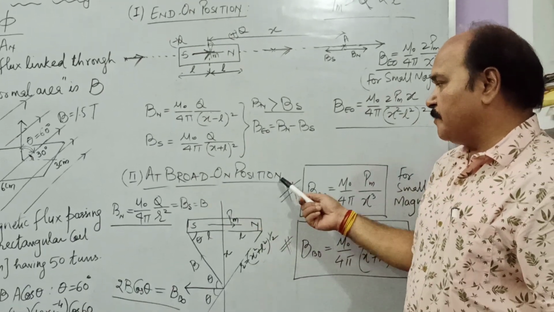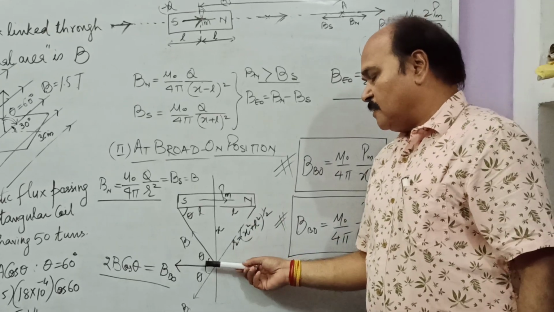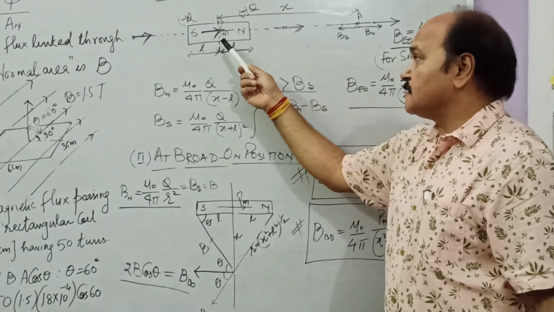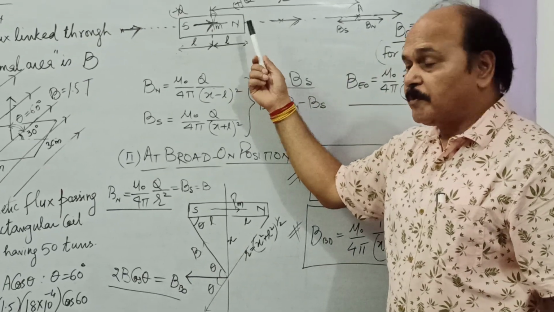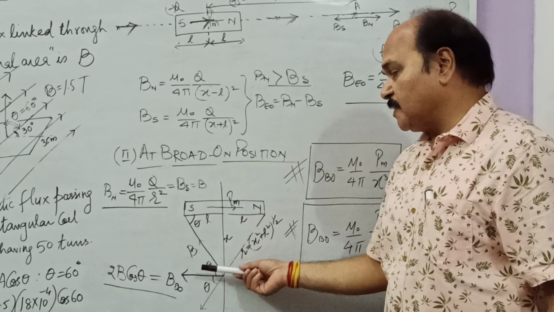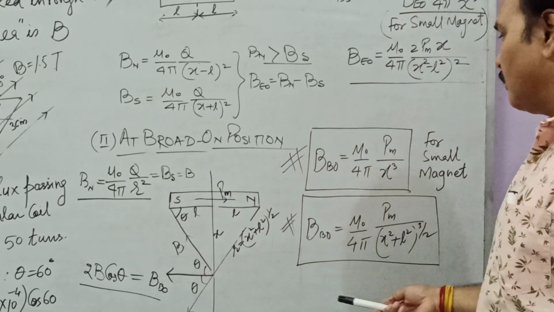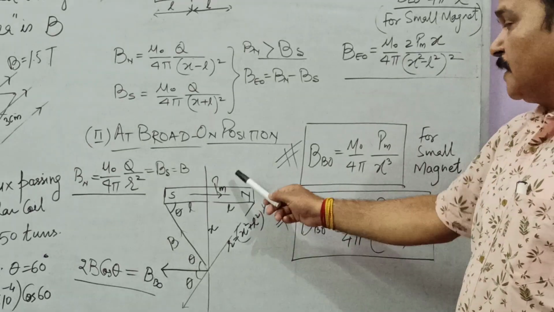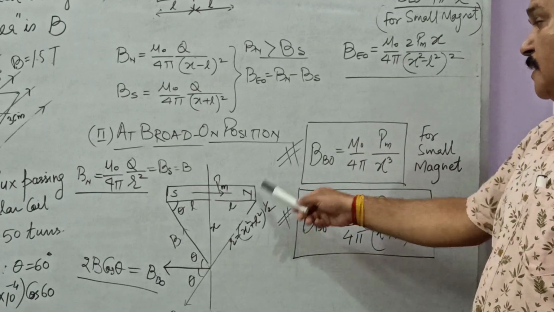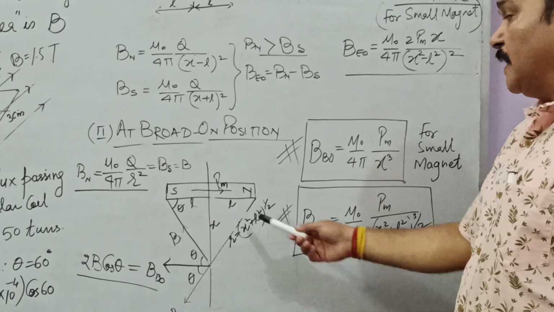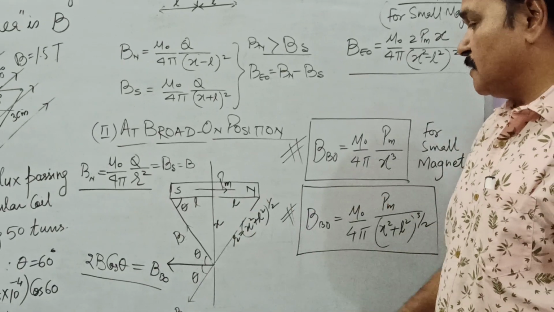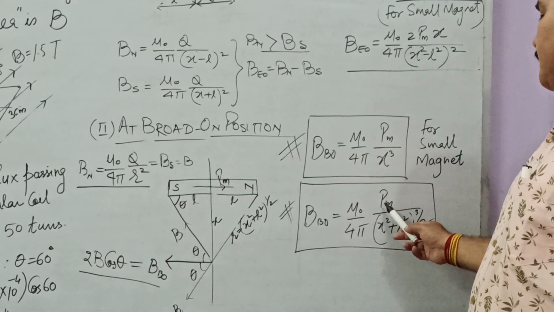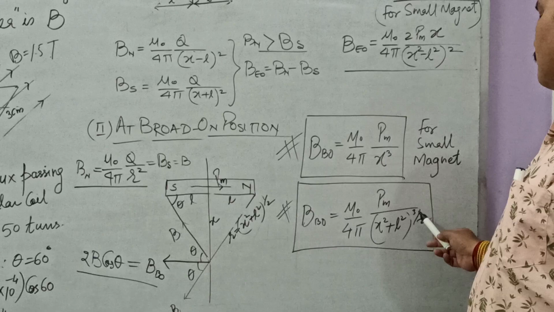Well, the value of magnetic field at broadside position is in the direction opposite of P. Like here, the magnetic field is in the direction same as that of P, that is magnetic dipole moment. Here, the direction is just opposite of magnetic dipole moment, and the value is mu naught upon 4 pi P upon x cube. Well, when the magnet is short, this is the value of magnetic field. When the magnet is not short, it is of finite length, L cannot be ignored as compared to x, the distance of the point. Well, it is going to be mu naught upon 4 pi Pm upon (x square plus L square) to the power 3 by 2.